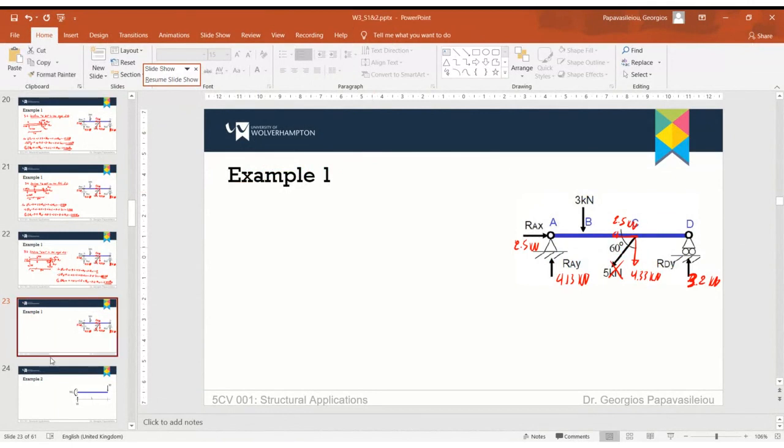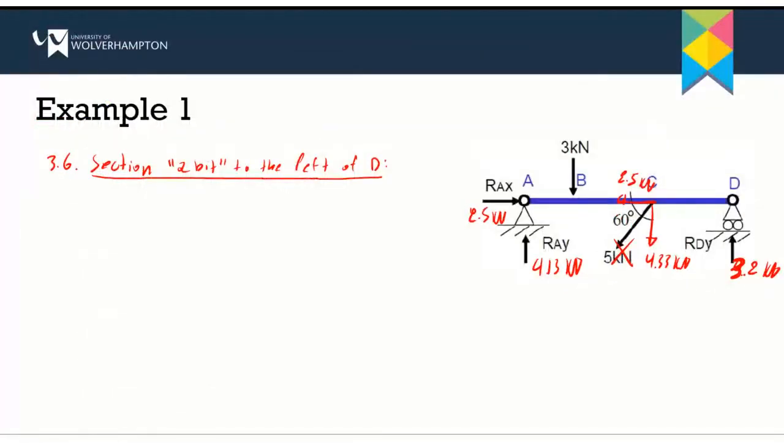So here, let me draw the whole structure. This is the point of the section. Now, because we only have a section a little bit before or to the left of point D, there's no need to distinguish between left and right. It can just be D. It would not be incorrect if you said MB or NDL or R. So, because after all, it's the same thing.